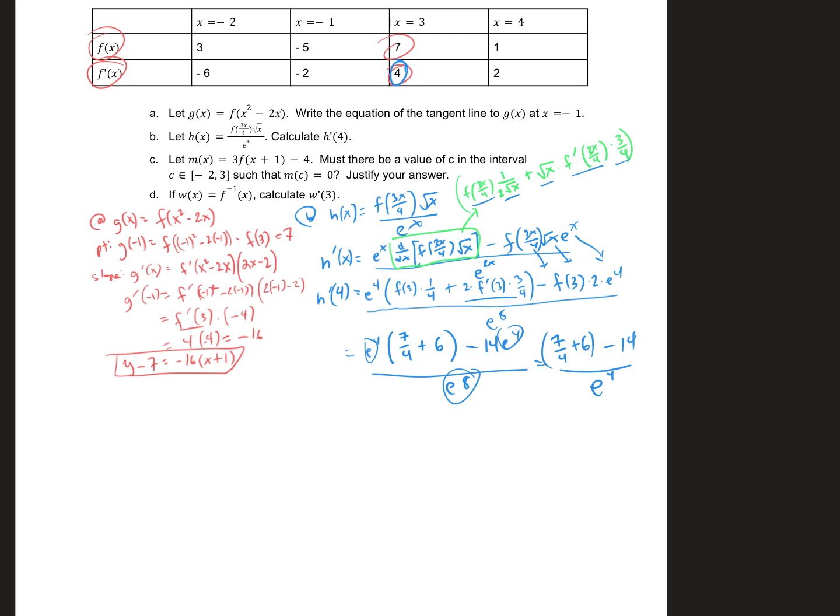Now, part C. Let me change colors here. So here, you're given a function that represents 3 times f of x plus 1 minus 4. And you're asked about, is there a place where m of c has to equal 0 in this interval? So this should look familiar to you. It's an intermediate value theorem problem. So the first thing we would want to see is if m is continuous. Well, f we were told is differentiable, and so it's also continuous. So any composition or transformation of a continuous function, as long as all the parts are continuous, is going to be continuous. So m is continuous.